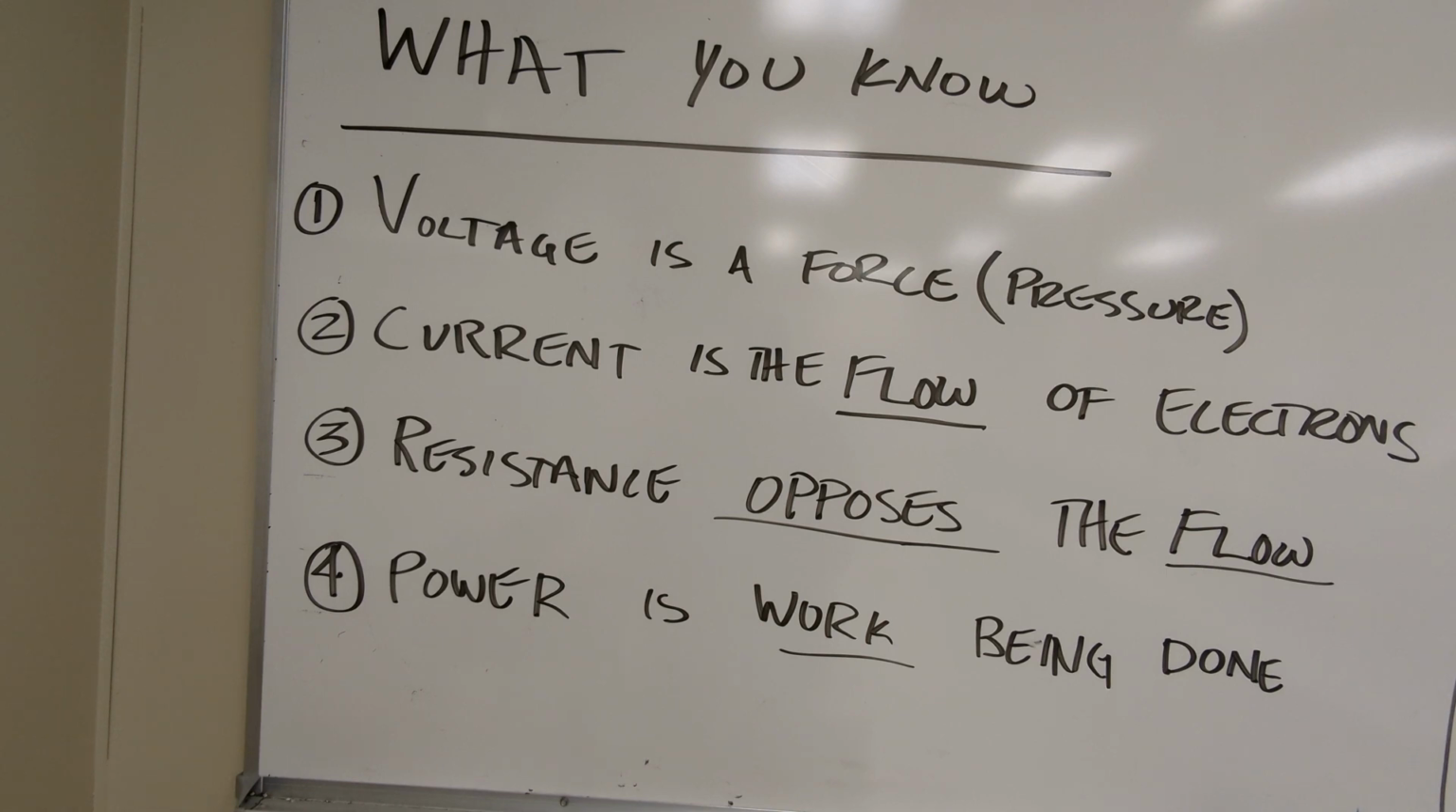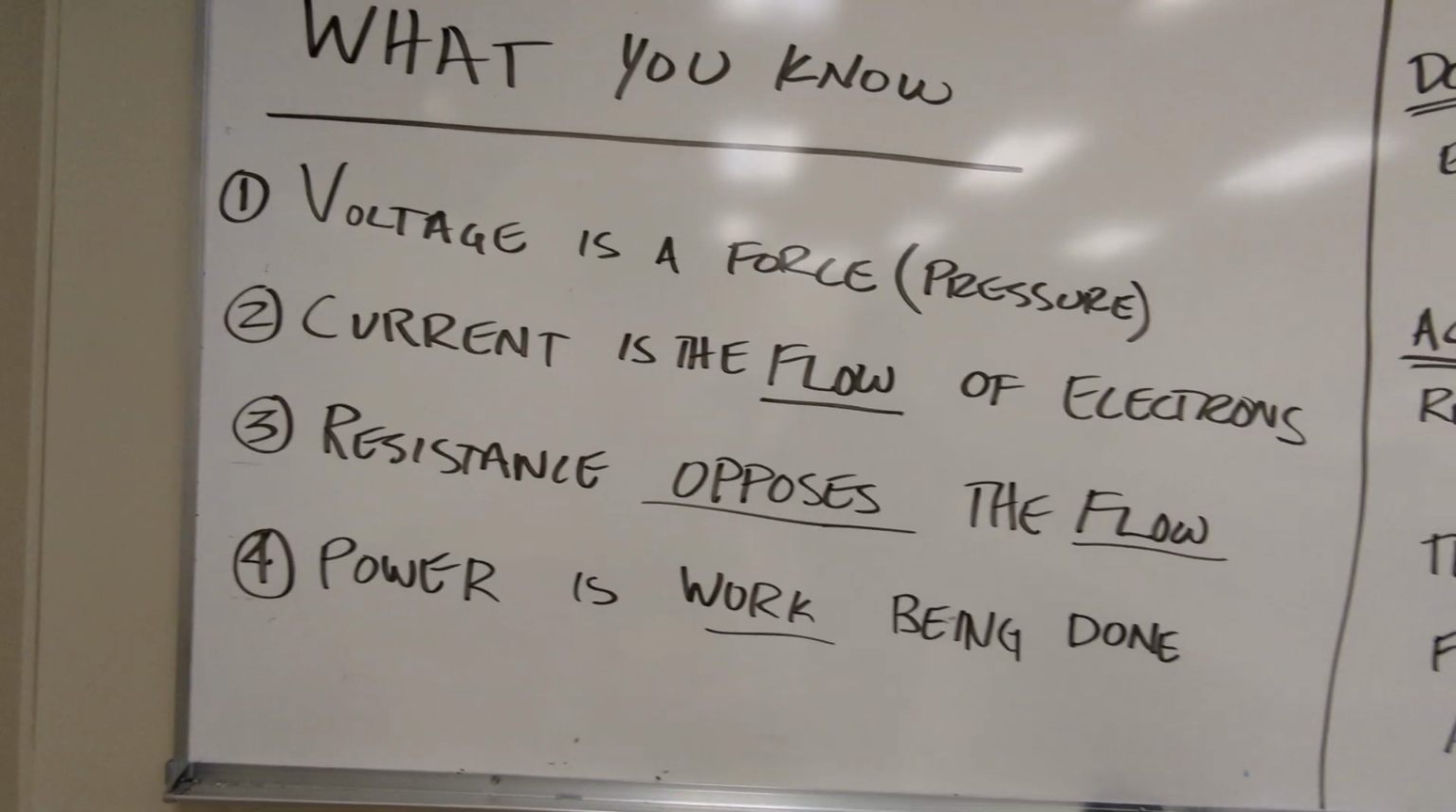And then power is the idea that there is something being done with work. Work is being done. Energy is being converted. So that's the idea of power. So these are the four things we understand about DC electronics. And we're going to take those four ideas and talk to you about the context of AC circuits.